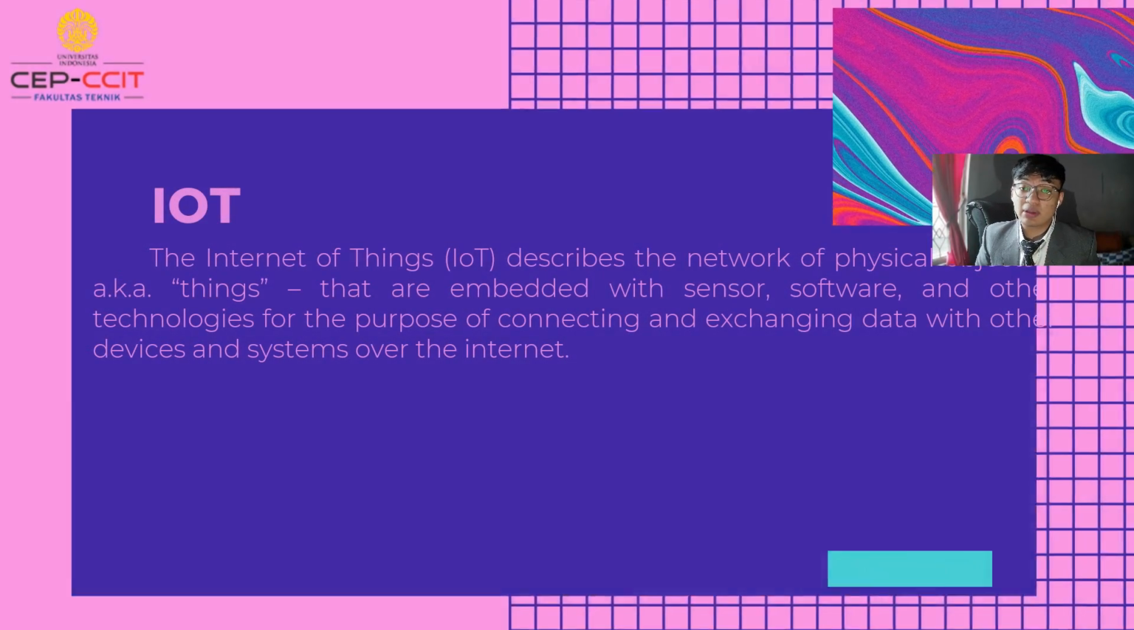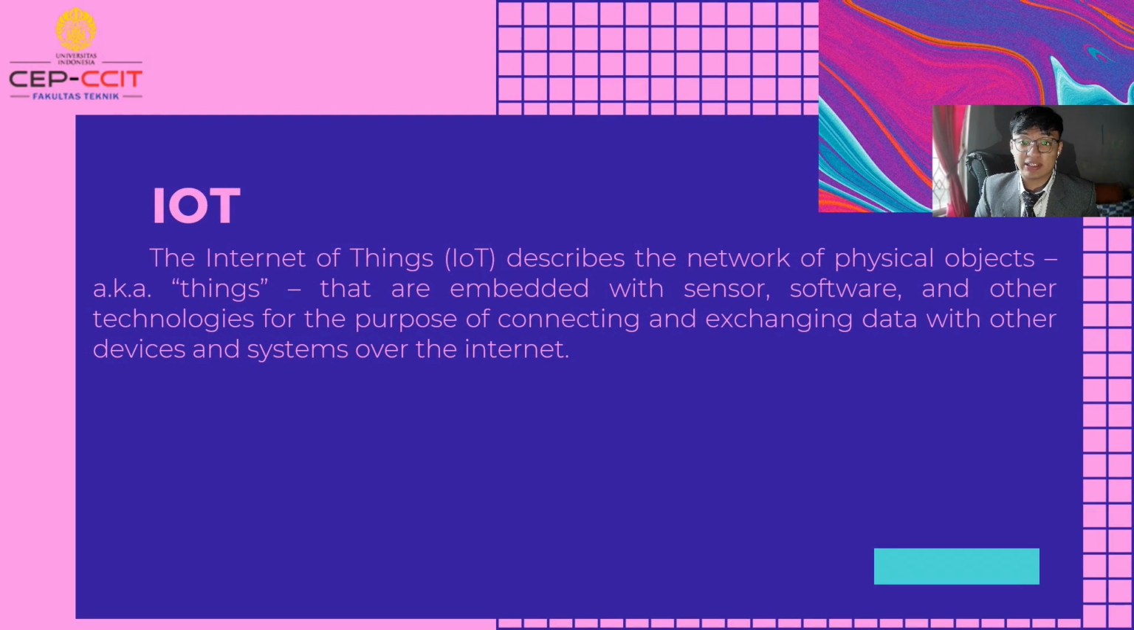Now we're discussing IoT. What is IoT? IoT stands for Internet of Things. IoT describes the network of physical objects, aka things, that are embedded with sensors and other technologies for the purpose of connecting and exchanging data with other devices.